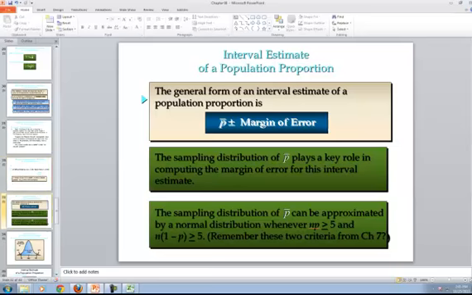Let us now consider constructing interval estimates for the population proportion.